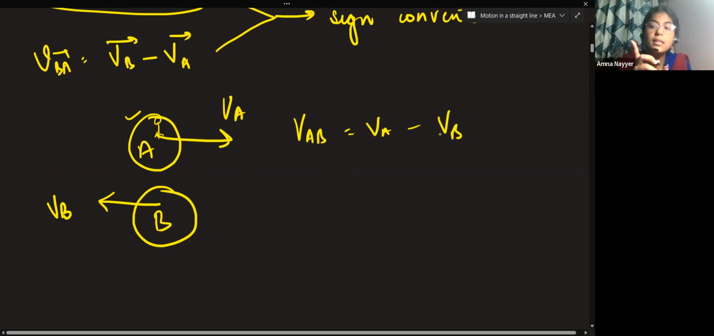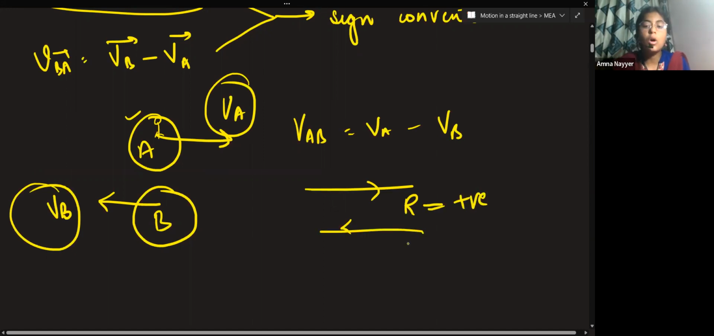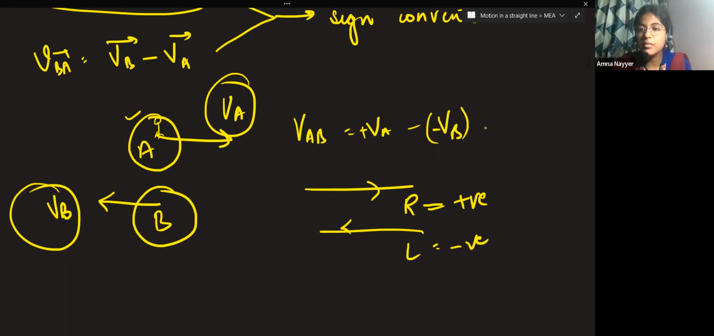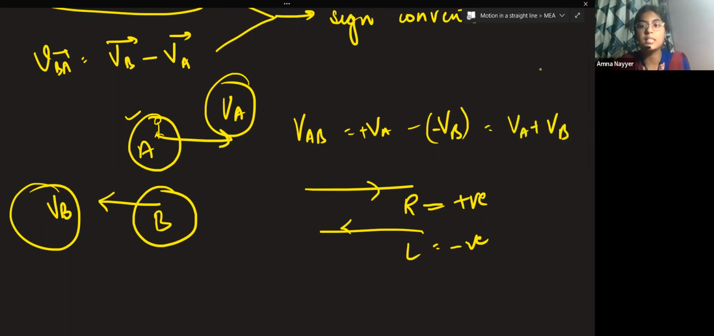Now, putting the signs of VA and VB is important. Both of them are in opposite directions. So choose one direction as positive. For example, I choose right as positive. So automatically left becomes negative. This velocity is towards right, so this will be positive. This is towards left, so this will be negative. What does it become? VA minus VB. It ultimately becomes VA plus VB.